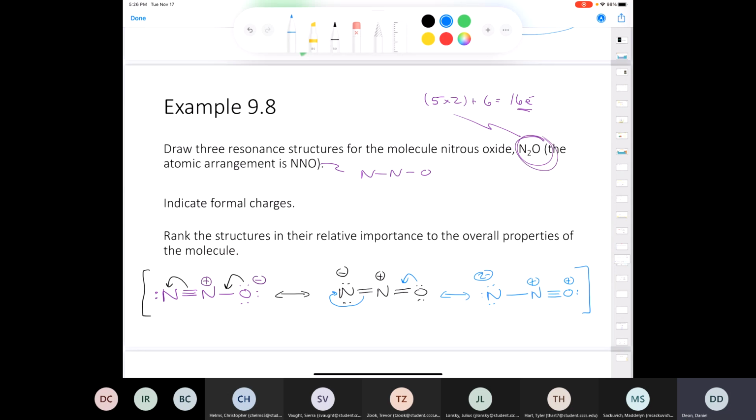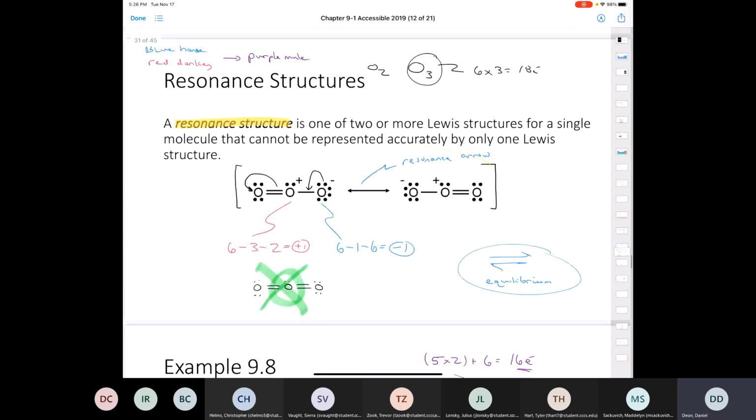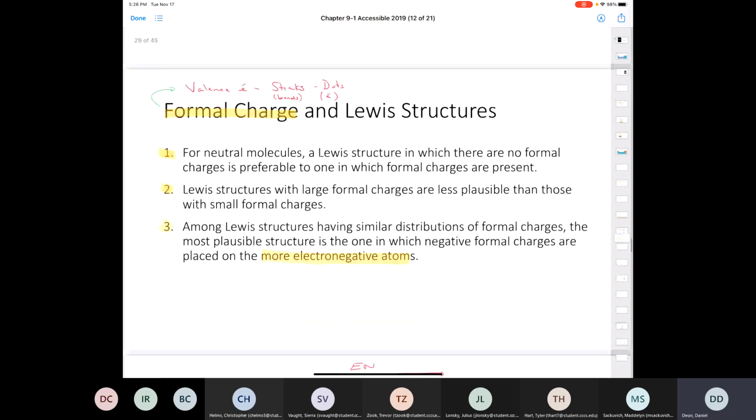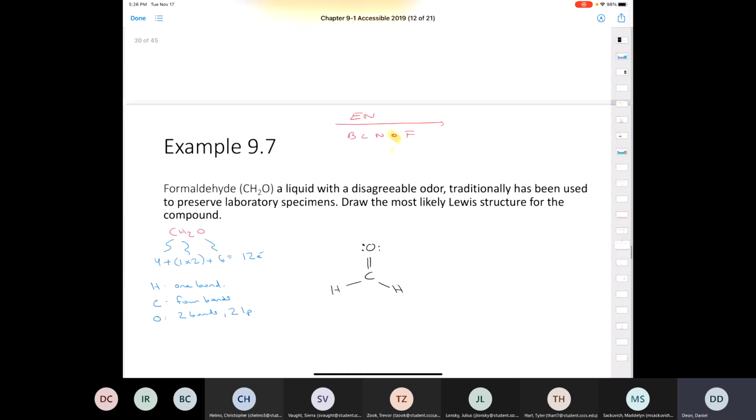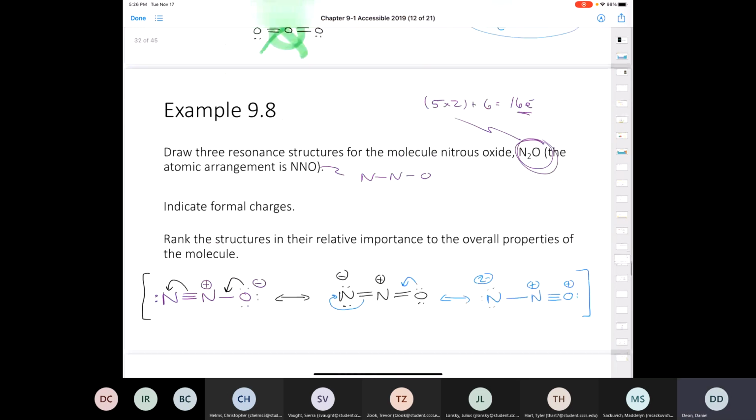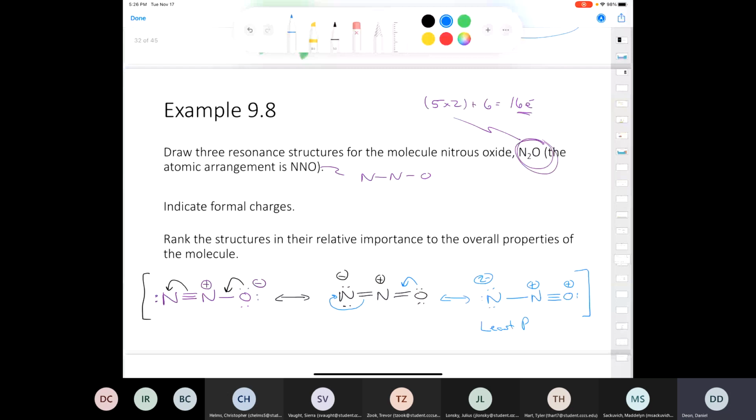If I evaluate all 3 of these Lewis structures, let's back up to the first slide that we looked at this evening. For neutral molecules, the best Lewis structure is the one in which there's no formal charges present. There's no Lewis structures that we came up with that didn't have any formal charges. Let's move to the next one. Lewis structures with large formal charges are less plausible than those with small. Let's go back to our answers. We look at the last one, it's got large charges, right? It's got this 2 minus charge. And so this is going to be the least plausible out of all of them.